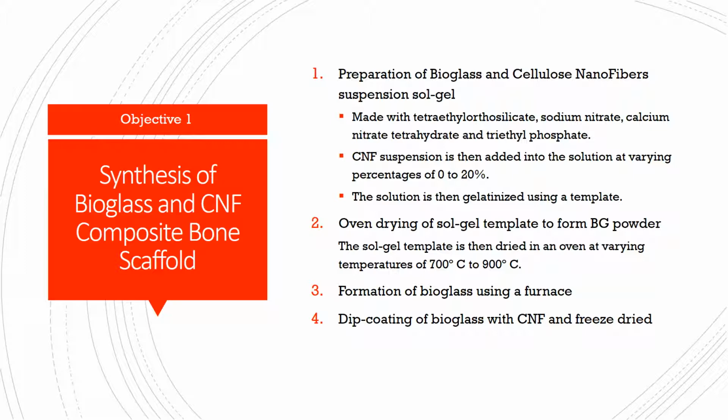Next, the sol gel template is oven dried in order to form bioglass powder. The oven temperature is set at varying temperatures of 700 degrees Celsius to 900 degrees Celsius. After that, the bioglass is formed using a furnace at a temperature of 1000 degrees Celsius and above. Next, once the bioglass has been formed, it is dip coated with cellulose nanofiber suspension and freeze dried.